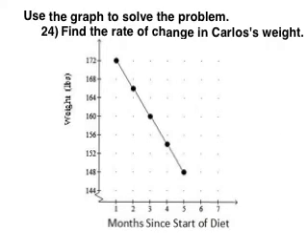Number 24 says, use the graph to solve the problem. Find the rate of change in Carlos's weight. Okay, so we have to do a couple things here. One of them is we have to read the graph. We have to know what these things mean.